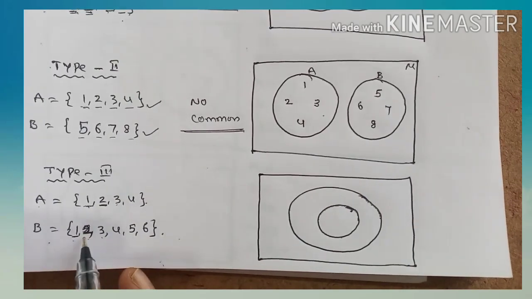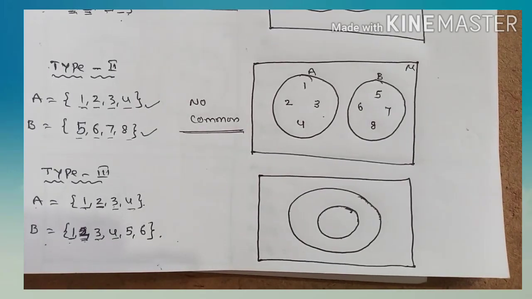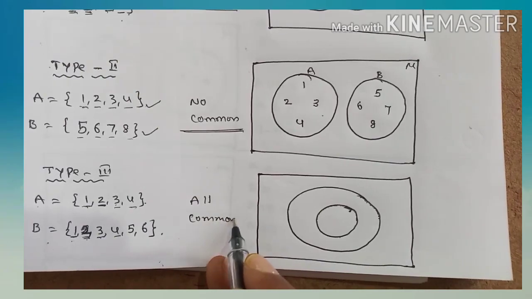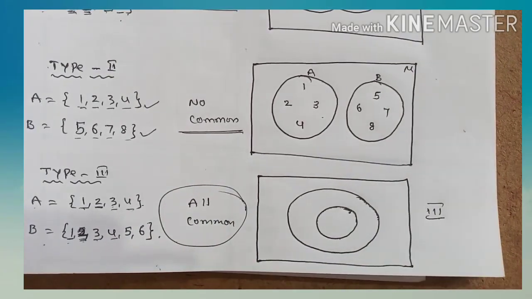2 is here, also here. 3, 4 also in the two sets A and B. All the elements are common. All the numbers are common. In such a case you have to use what is called type 3.